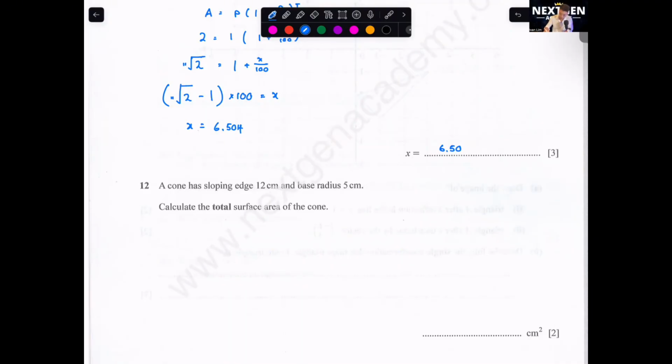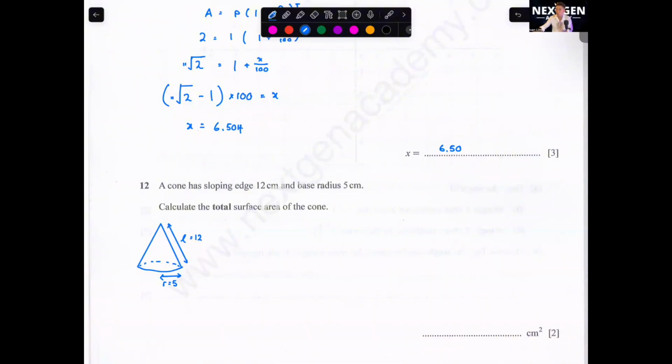Okay, what is a cone and how does it look like? Draw it out first, so it is clear for you. Okay, like that. Cone. This is the L. Okay, sloping edge, which is 12. R is equals to 5.